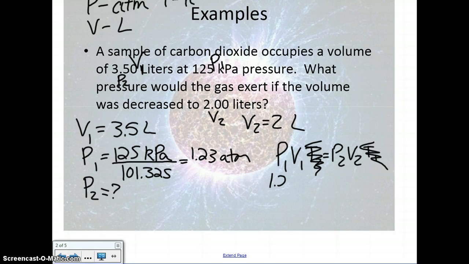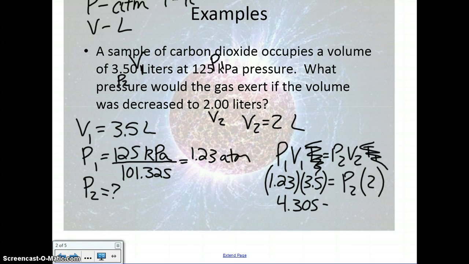So we got 1.23. V1 is 3.5. P2 is what we're trying to find, and V2 is 2. 1.23 times 3.5 is 4.305, and that's equal to P2 times 2. Divide by 2 on both sides, and that'll get P2 by itself, which is 2.15.